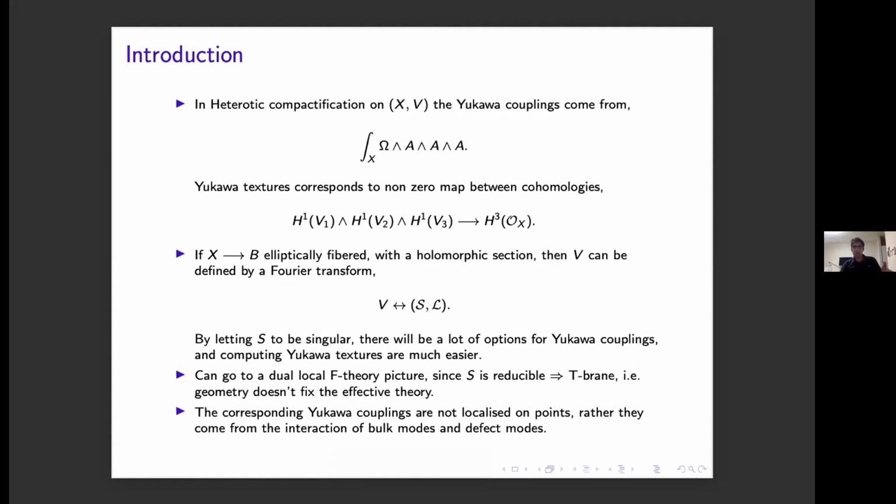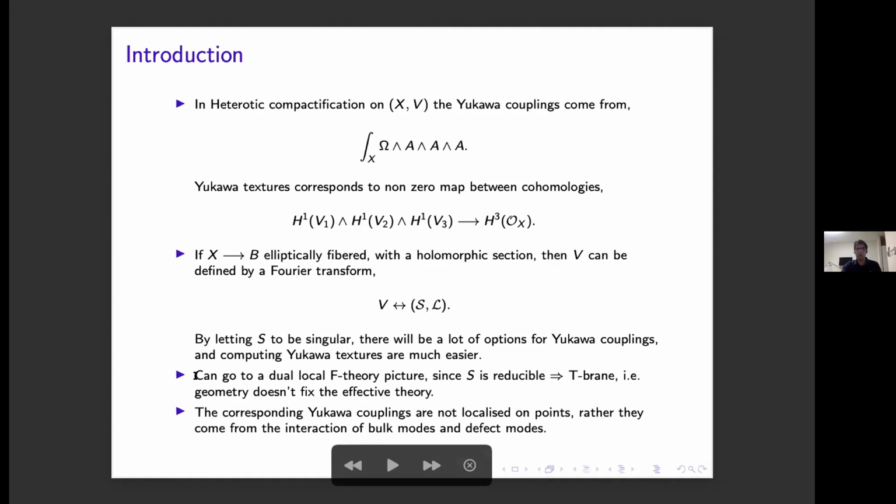And because it's now in terms of a spectral cover, we can also easily translate it in terms of a local F-theory model. And because we are assuming that the spectral cover is reducible, we are in a T-brane situation in F-theory. Basically, the geometry of the F-theory doesn't determine the effective gauge group for you. You should add some additional local field theoretical data. So the point is that in this case, the Yukawa couplings are actually coming from the interaction between the modes inside the bulk and modes living over the defects inside the 7-brane. And this is usually ignored in F-theory models because usually people compute the triple intersection of the 7-branes when they want to compute the Yukawa couplings.